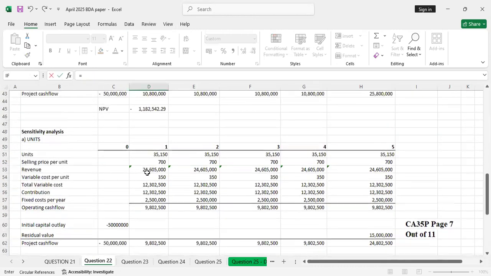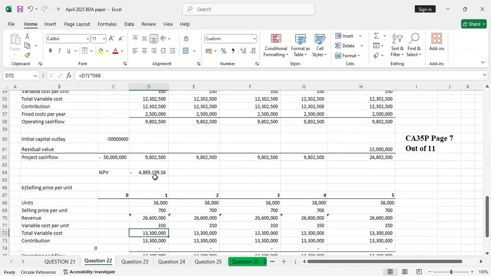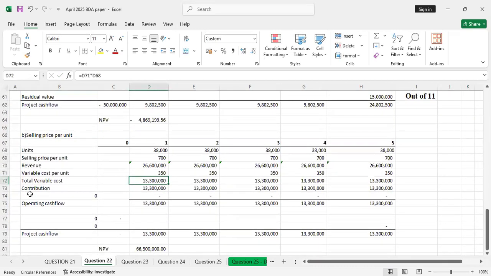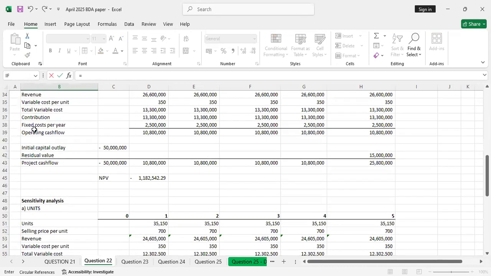Yeah, so this won't take you time. You paste and those other values appear automatically. So you won't struggle so much. Therefore, you have contribution. So here I'll only put the fixed cost per year.